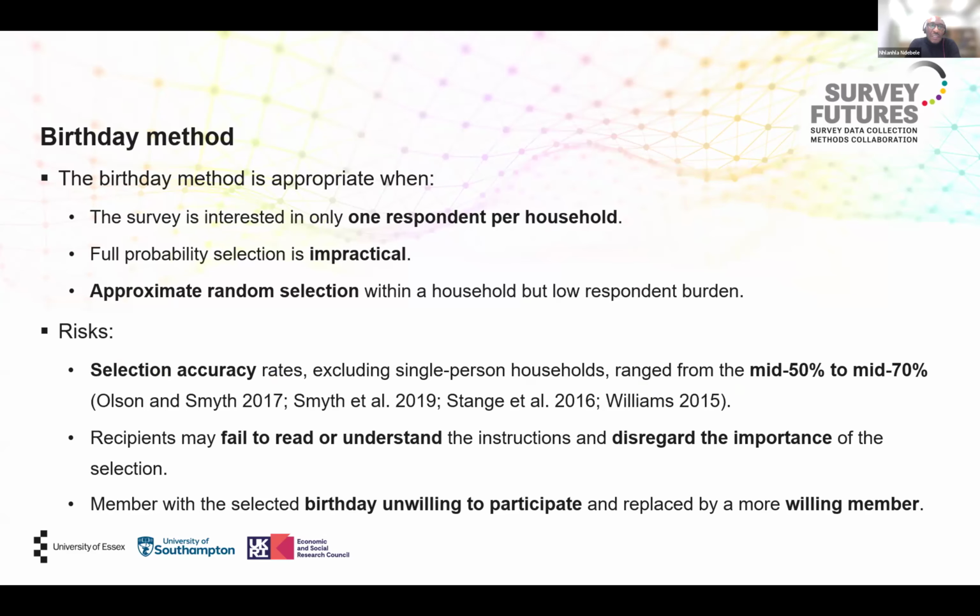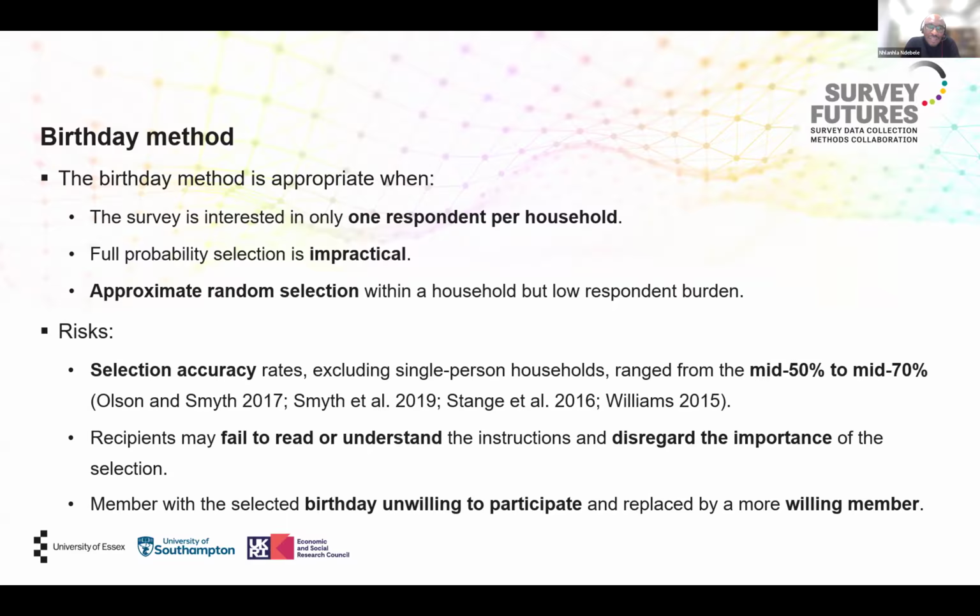Now, moving on to the birthday method more specifically. This is appropriate when the survey is interested in only one respondent per household, or where the full probability selection method is impractical. Having said that, this approximates probability selection in some capacities. It's quasi-random and with low respondent burden. Now, one of the risks that comes up is the selection accuracy for using this method. Studies have shown that this ranges from the mid-50s to mid-70s in terms of accuracy.